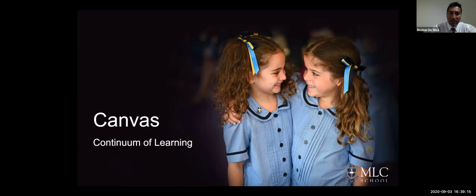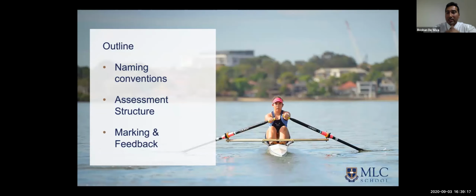So I'll just quickly go through this presentation. I'll talk about the naming conventions. Everything in our school from K through to 12 is templated, and there's a reason for it. And we don't use Canvas in K to 3, and that's an argument that I have been having for a long time. But I'm not going to do it at the moment because we're just trying to get it up and running in the senior school and the junior school as well. We'll talk about assessment structure and marking feedback as well.